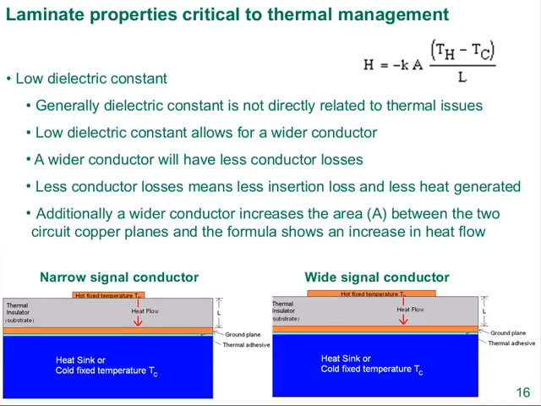The wider conductor will give you lower conductor losses generally, which means lower insertion loss, less heat generated. The other benefit is a wider conductor relates to the heat flow formula in area. A wider conductor actually increases the area, obviously, and now you have more area between the signal plane and the ground plane, and you have better heat flow, so the heat flow increases.